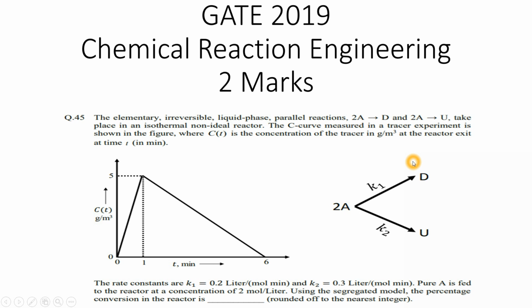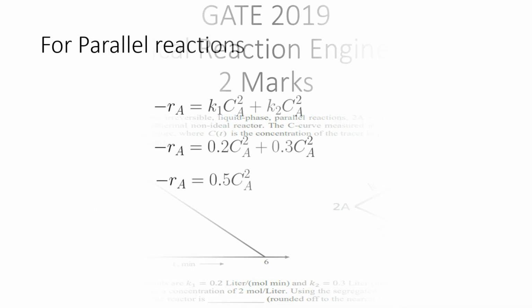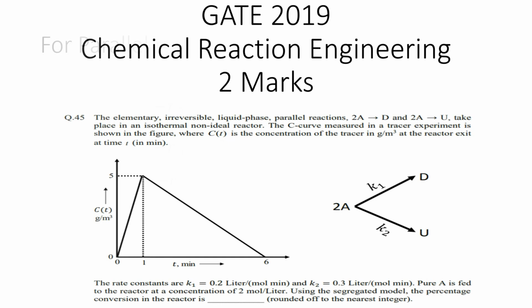The next question is from GATE 2019 Chemical Reaction Engineering for 2 marks. The elementary irreversible liquid phase parallel reactions take place in an isothermal non-ideal reactor. The C curve measured in a tracer experiment is shown in the figure, where Ct is the concentration of the tracer. The rate constants are K1 and K2 as given. Pure A is fed to the reactor at a concentration of 2 mol per liter. Using the segregated model, the percentage conversion in the reactor is.